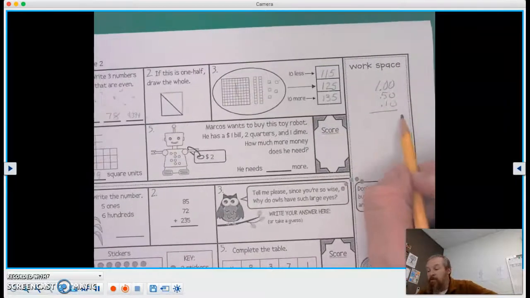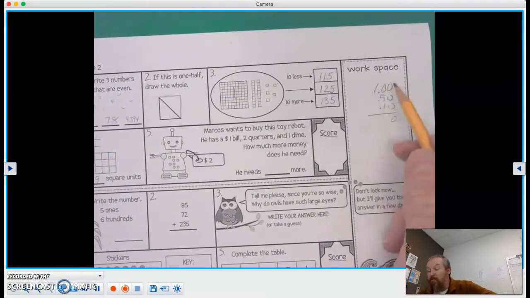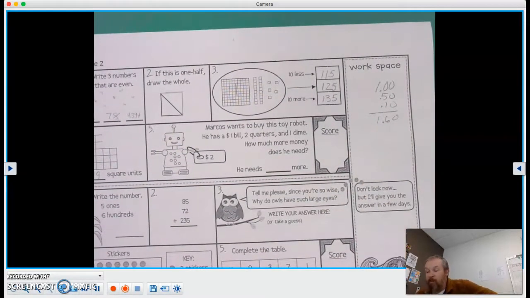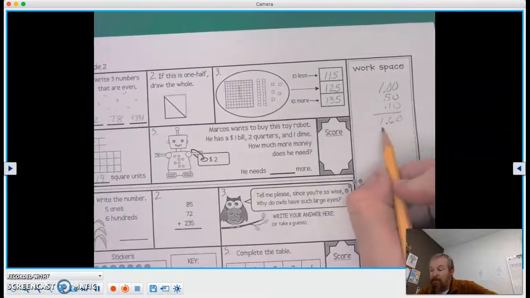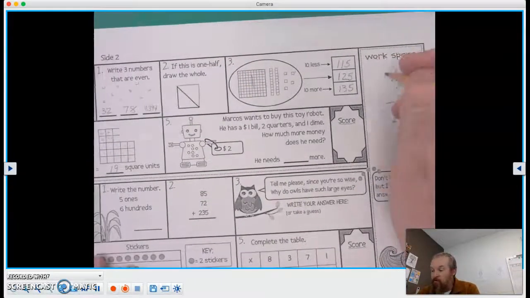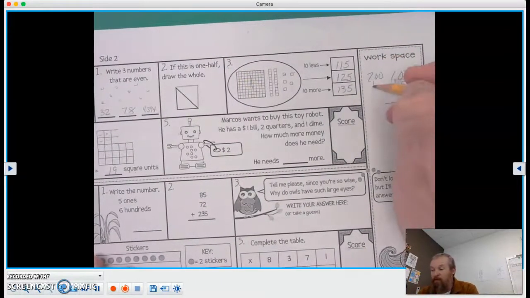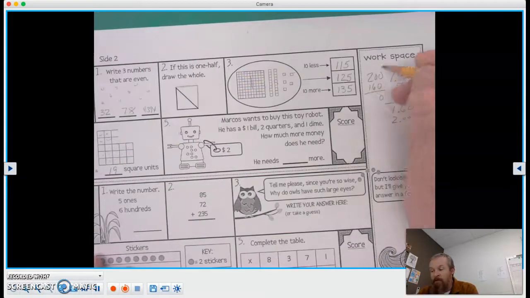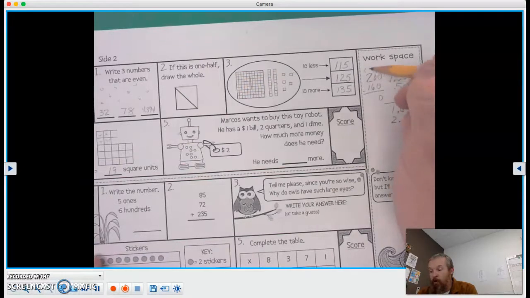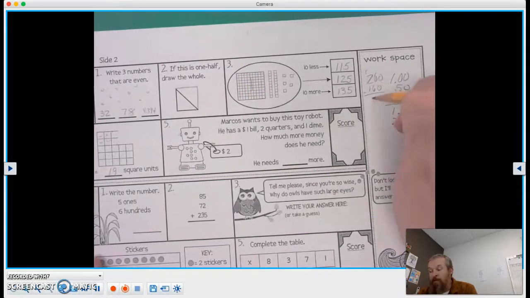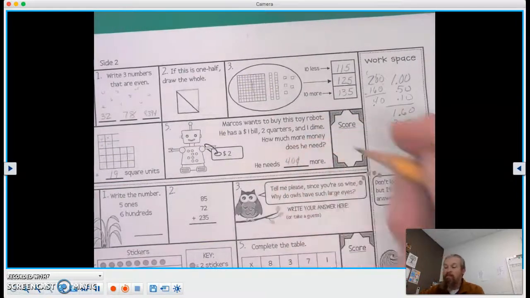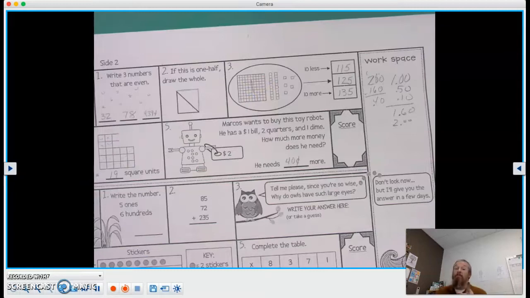So 0 plus 0 plus 0 is 0. 0 plus 5 plus 1 is 6. 1 plus nothing is 1. So he has $1.60, but he needs $2, right? So what is basically 200 minus 160? Okay, numbers the same. 0 is the game. More on the floor. Borrow from next door. 10 minus 6 is 4. So he needs 40 cents more. Okay? That was a tricky one, wasn't it?